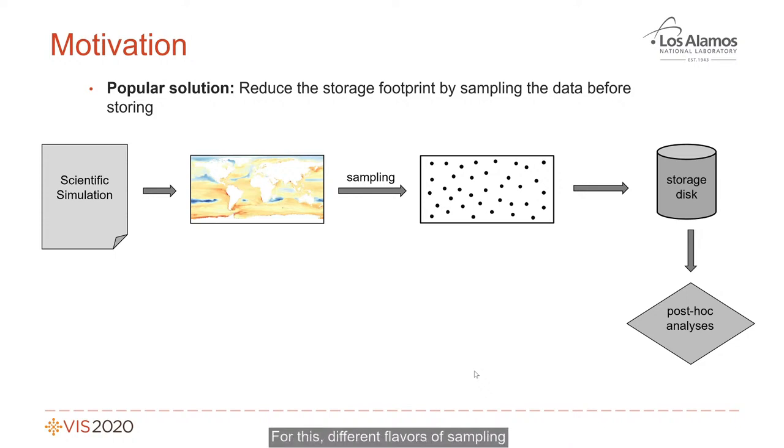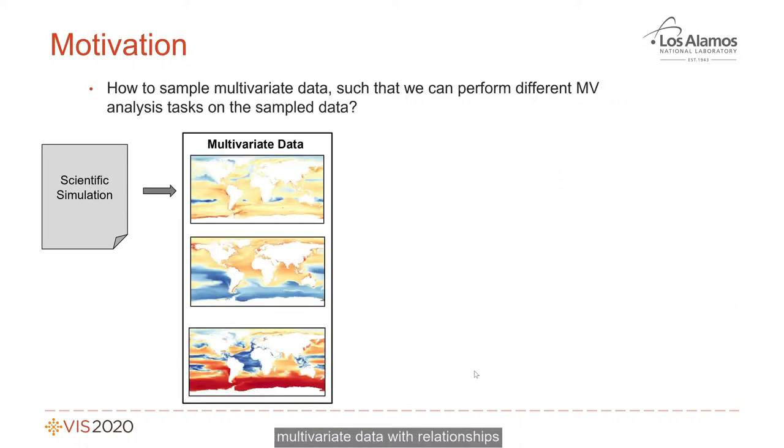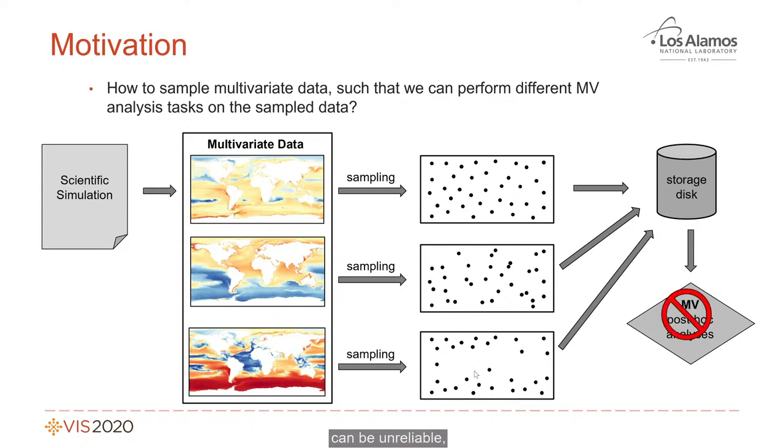For this, different flavors of sampling algorithms exist in literature, however, most of them address scalar fields of a single variable. Whereas scientific simulations often produce multivariate data with relationships across the variables. How to respect this relationship while sampling so that we can reliably perform various multivariate post-hoc analysis? A naive solution can be to independently sample the individual variable fields. But the subsequent multivariate analysis can be unreliable, since we did not consider the variable relationships.